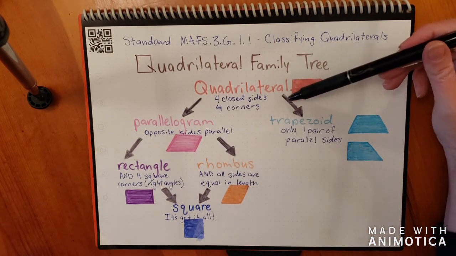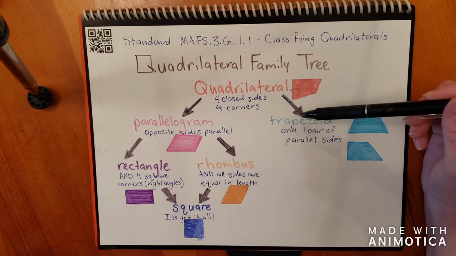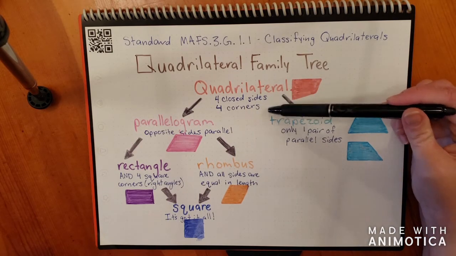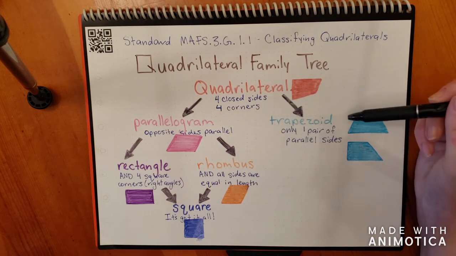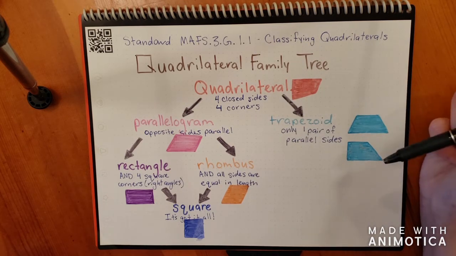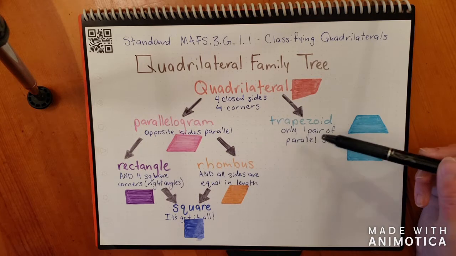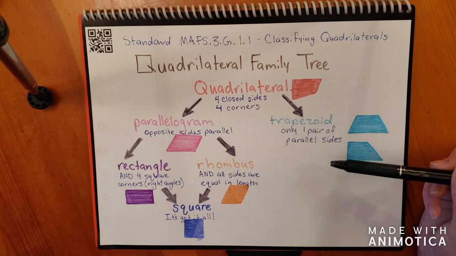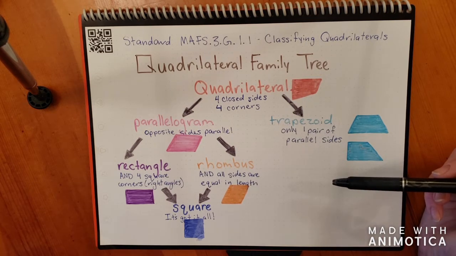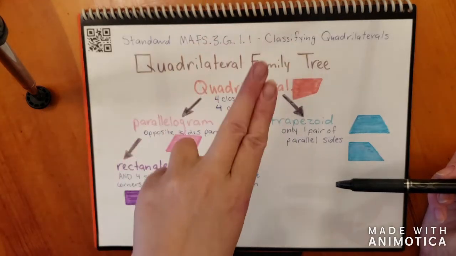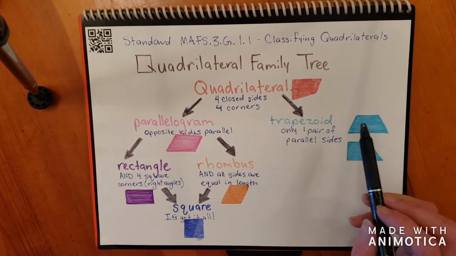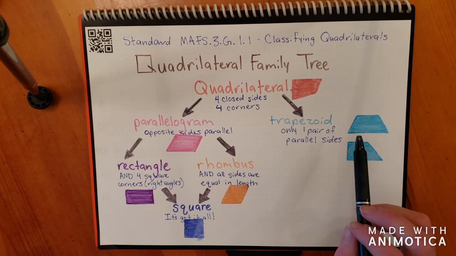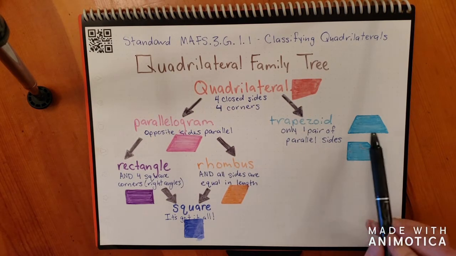We'll start with the trapezoid. So a trapezoid has to have these conditions, four closed sides and four corners, but then it also has something else. Only one pair of parallel sides. Parallel means that they're no touchy. They're never gonna cross. It's very sad, but it's also very convenient because it's easy to draw things that aren't gonna cross like that.